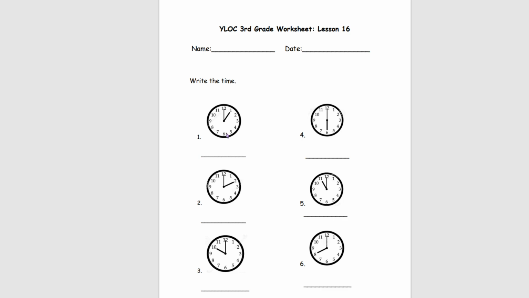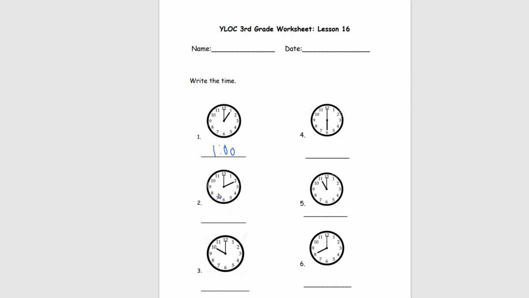Looking at number 1, we see that the small one is at number 1, which means it's 1 o'clock. And then the big one is on number 12, which means it is currently at 0. So for number 1, it's currently 1 o'clock. We don't know whether it's AM or PM, so we're just going to write 1 o'clock.